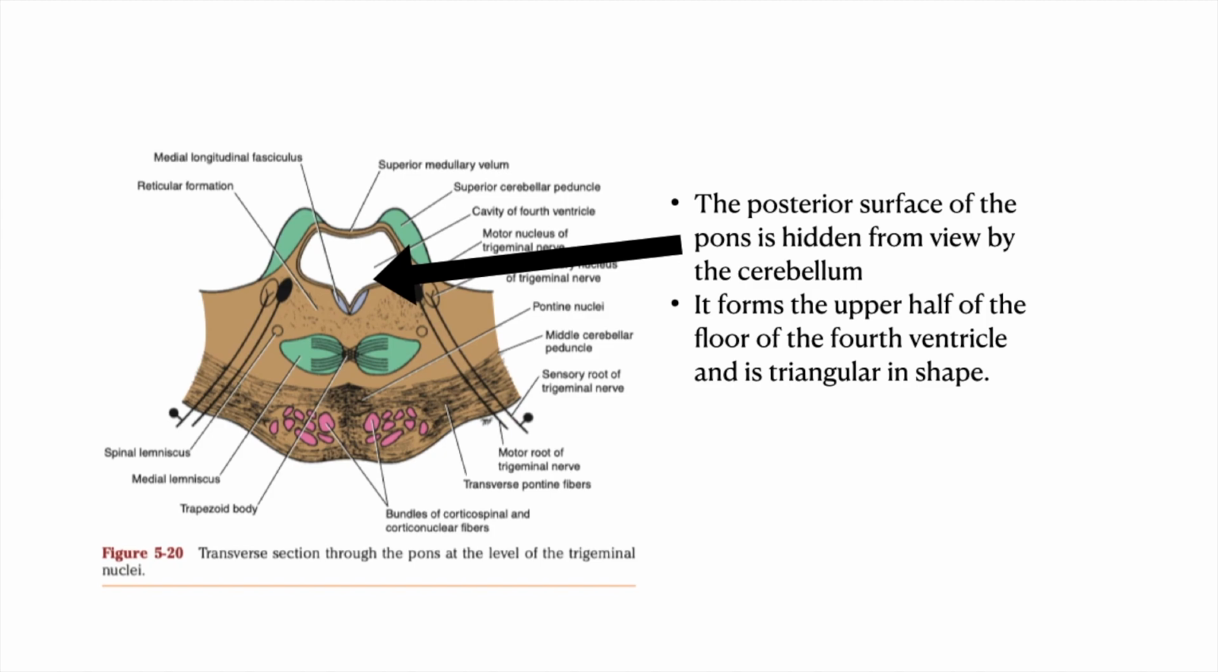The posterior surface of the pons is hidden from view by the cerebellum. It forms the upper half of the floor of the 4th ventricle and it is triangular in shape. The lower half of the floor of the 4th ventricle is formed by the upper part of the medulla.